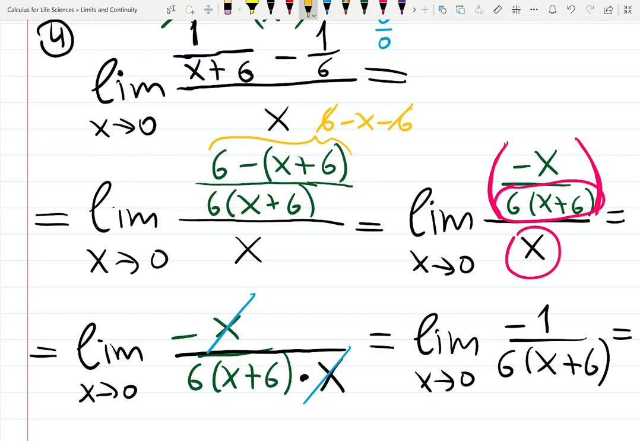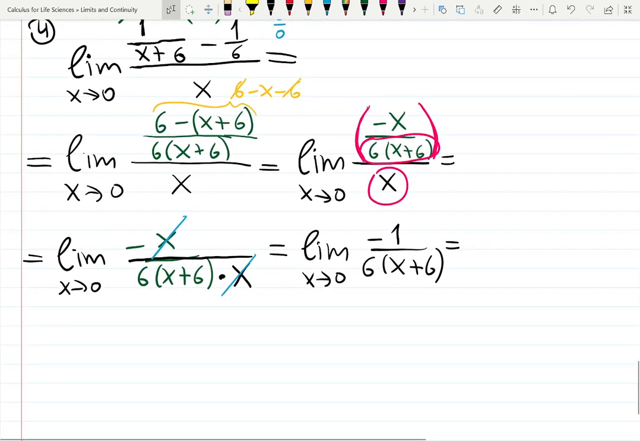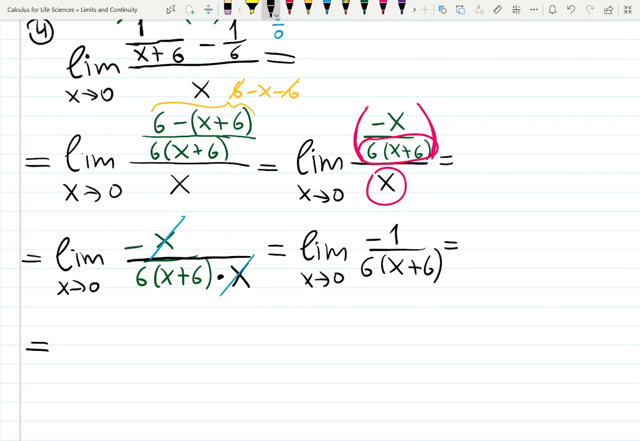Now, can we plug in now? Step 3. Let's try. We simplified, and now we're going to have minus 1 over 0 plus 6, which is 6. 6 times 6 is 36. That seems to be the answer. Why is it so ugly? 36.